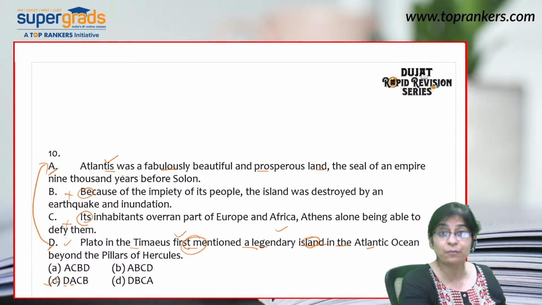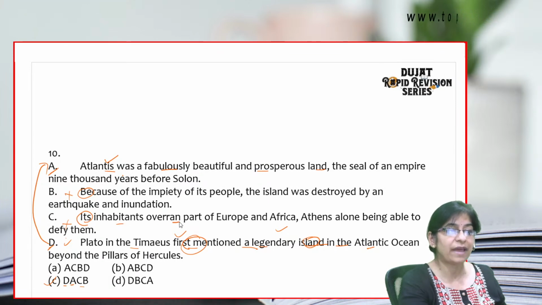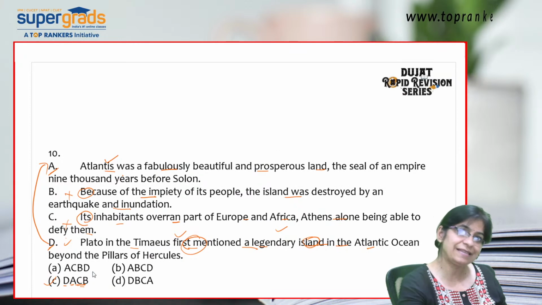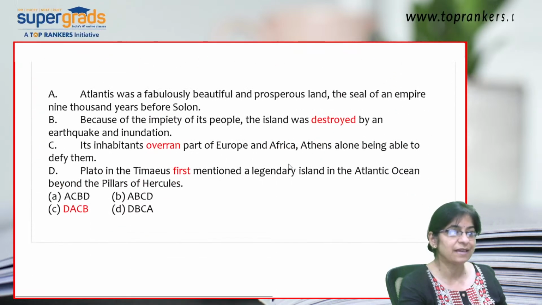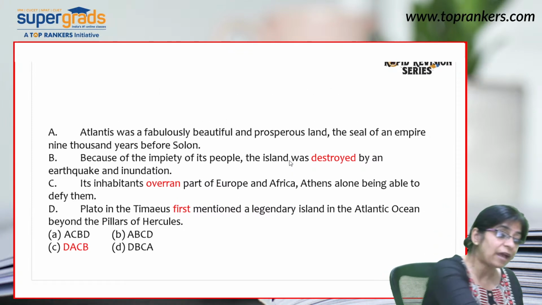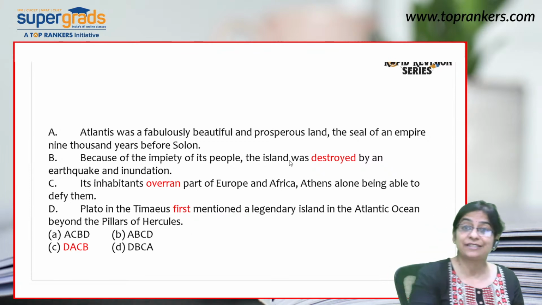Let's just see if we can put two and two together. And then we put C. Its inhabitants overran parts of Europe and Africa, Athens alone being able to defy them. Because of the impiety of the people, it was destroyed by an earthquake and inundation. So, looks like a good answer choice. Let's quickly see what the actual answer is. And fantastic. Bingo, your answer is right. That is DACD.